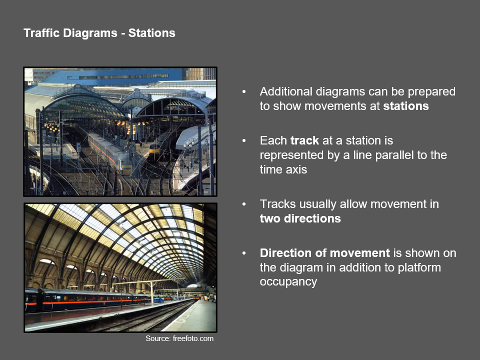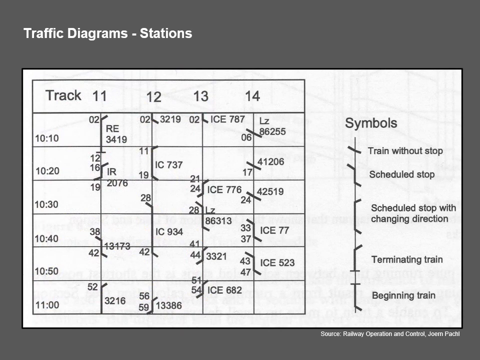Additional diagrams can also be prepared for station movements. Each track at a station is represented by a line parallel to the time axis. Tracks are usually allowed movement in two directions, so the direction of movement is shown on the diagram in addition to platform occupancy. So you can see a traffic diagram for the station platforms, tracks 11, 12, 13 and 14. But note the symbols on the right. You can see which trains are stopping, which trains are scheduled to stop, and which trains terminate, for example.